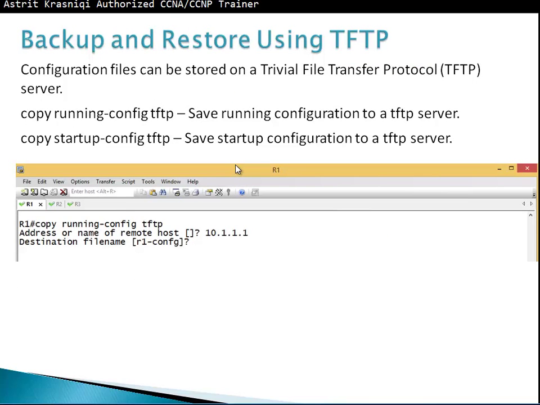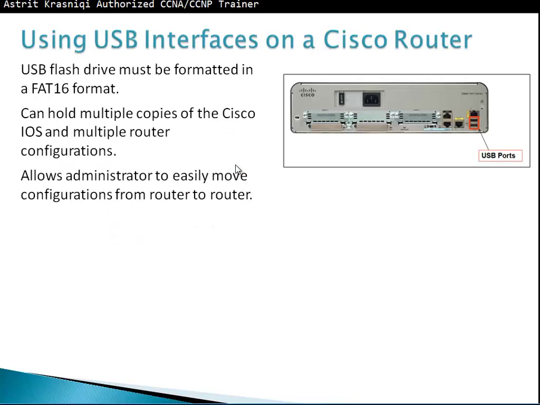To back up and restore using TFTP, a configuration file can be saved on a Trivial File Transfer Protocol, TFTP, server, which is a UDP protocol using port 69. We use the command copy running-config tftp to save the running configuration to the TFTP server, or copy startup-config tftp to save the startup configuration to the TFTP server.